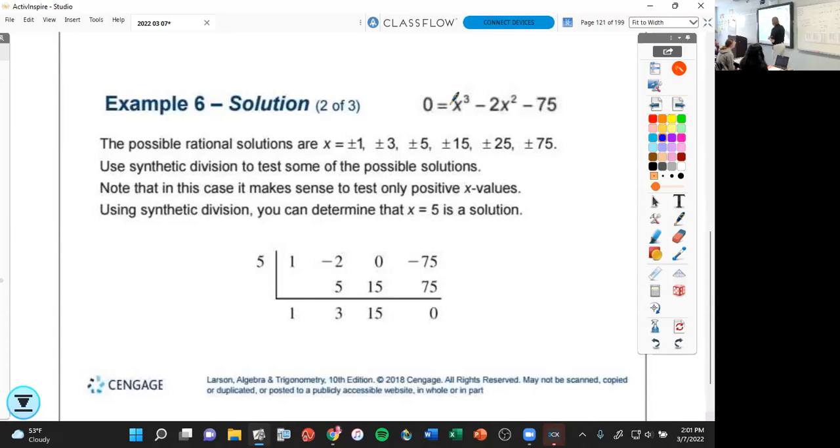At this point, I have a polynomial. And I have 1, 3, 5, 15, 25, and 75 to use as numbers. And I'm going to do synthetic division. That's what we're going to do. Okay? So we would try 1, find out it doesn't work. We could try 3, it doesn't work. Try 5, 5 works. What does that tell us? So x is 5.